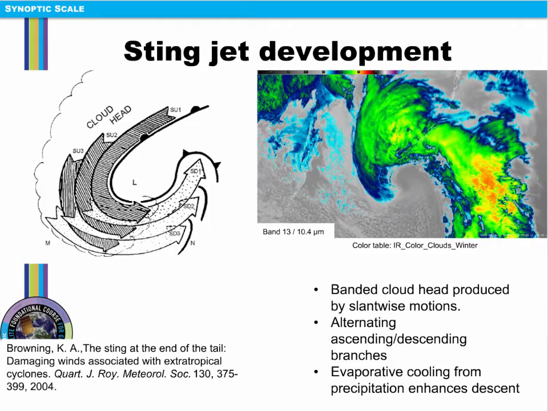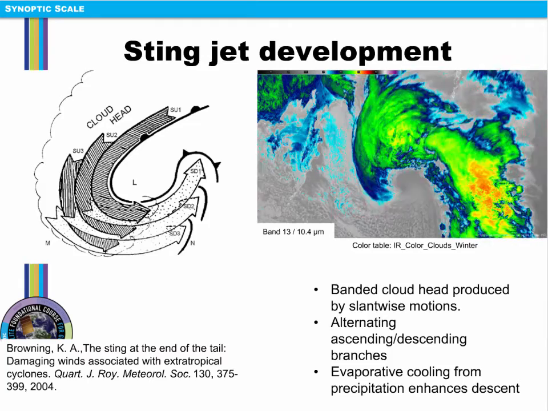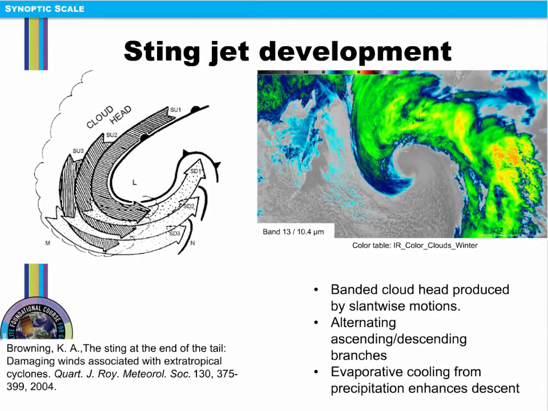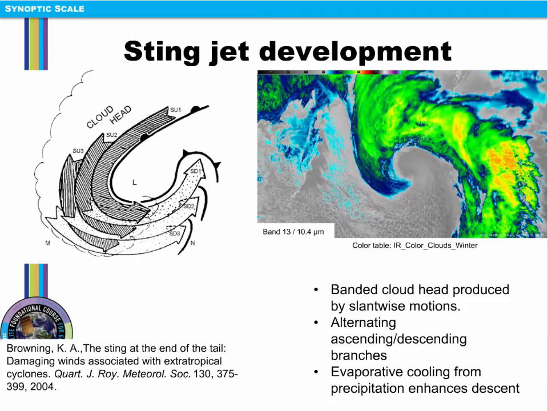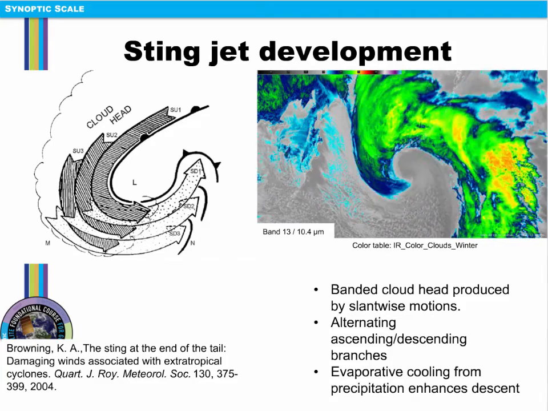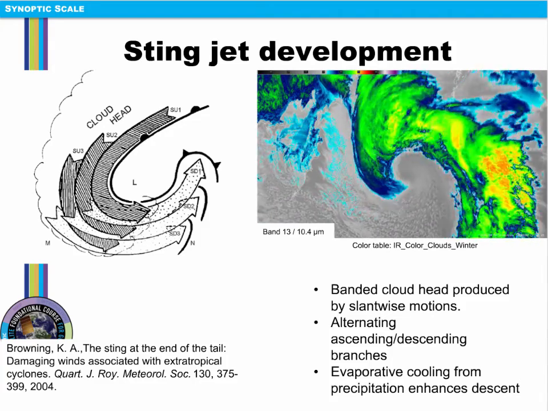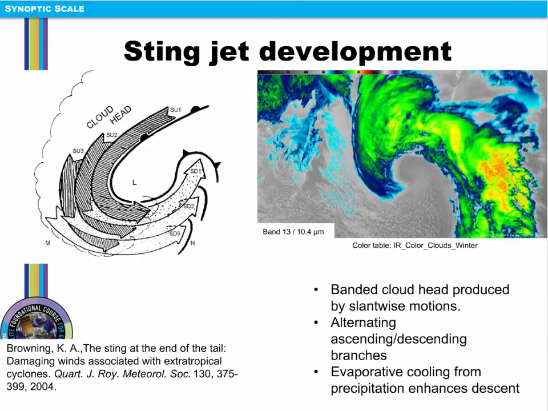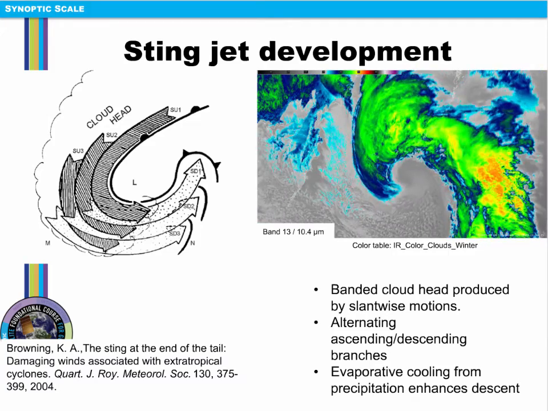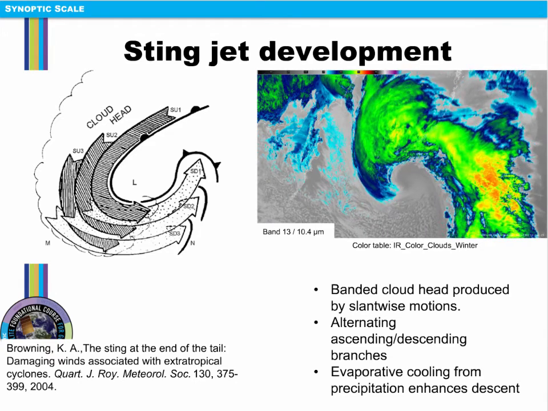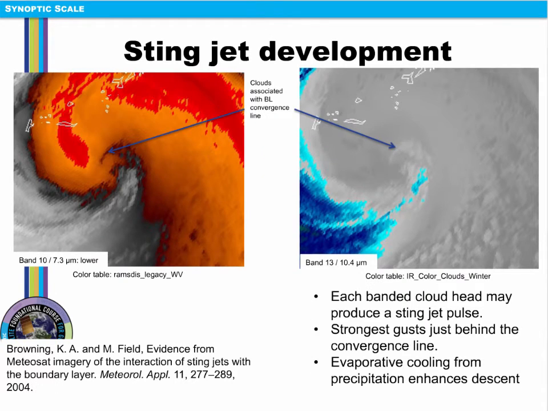Here's the IR perspective of what we've been discussing, as shown in the 10.4 micron loop. The banded cloud head is produced by slantwise motions and consists of alternating ascending and descending branches. Evaporative cooling from precipitation enhances descent. Browning and Field proposed that each banded cloud head produced a separate sting jet pulse.